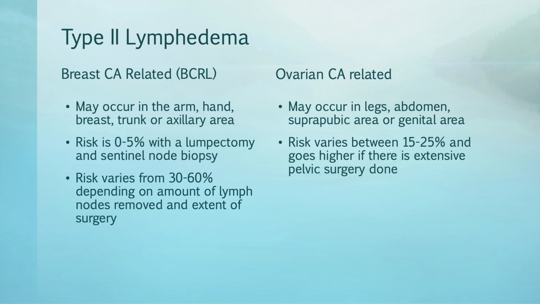Breast cancer and ovarian cancer related lymphedema, a couple of things to note about them. For breast cancer, it's not just in the arm and hand. It can be solely in the trunk area. So if some of you have felt like you have a golf ball sticking out of your side, or even just in the scapular area, that's still lymphedema. It doesn't always have to look one way.